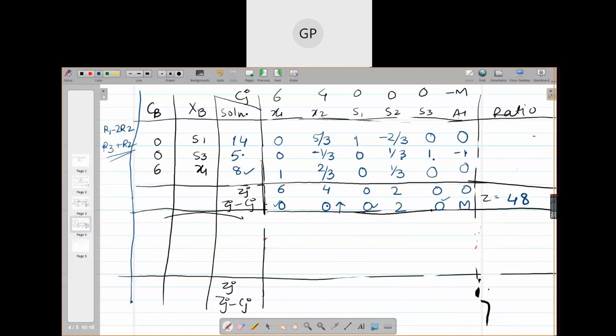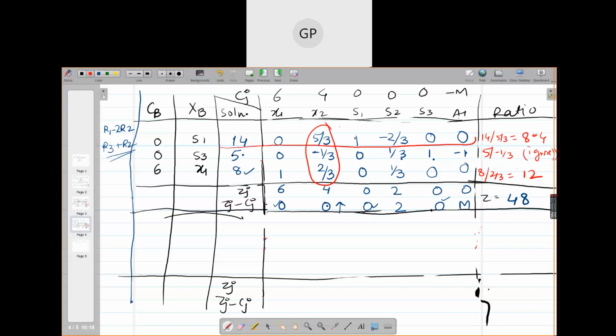Yes. So this is my pivot column now. I am considering this to be pivot column. That means I want to bring x2 in the solution. So what is the ratio? 14 divided by 5 by 3, that is 42 by 5. What is 42 by 5? 8.4. This is 5 upon minus 1 by 3. So ignore this, it is negative. 8 divided by 2 by 3, that is 24 by 2 is 12. Correct है क्या? So this is my pivot row.